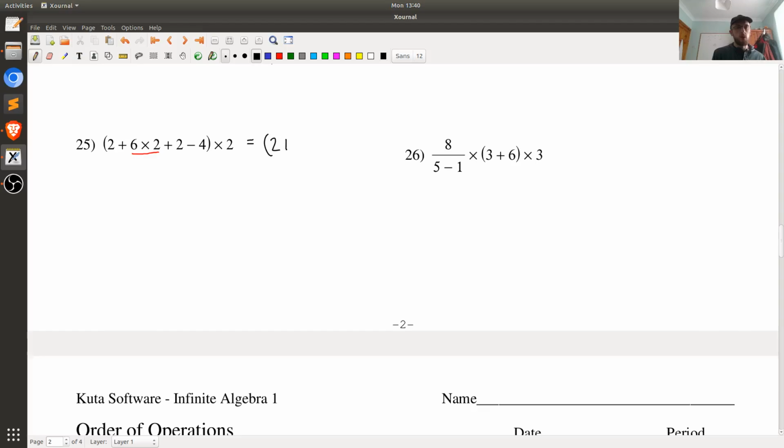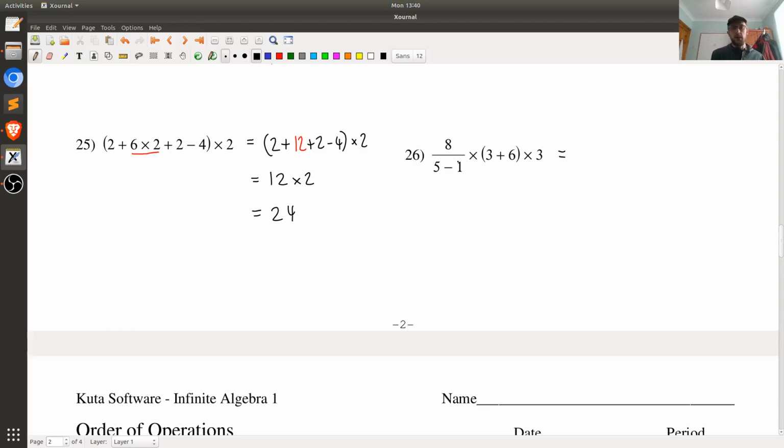Open brackets, 2 add 12, add 2 take 4, close brackets, all times 2. And now inside the brackets we can just go from left to right. 2 add 12 is 14, 14 add 2 is 16, 16 take 4 is 12, so it becomes 12 times 2, which is 24.